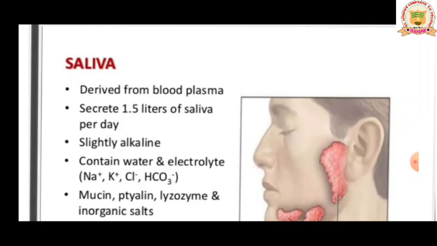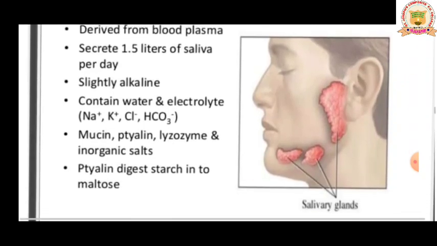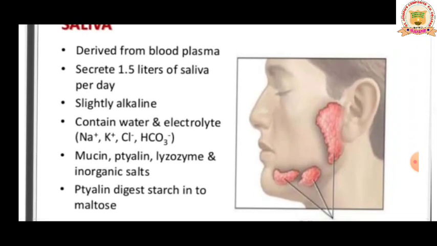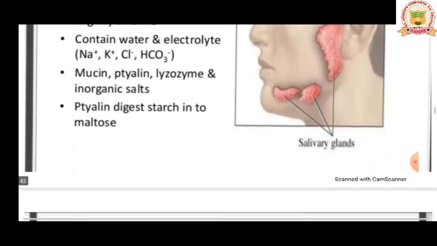Ptyalin is going to work on the starch and convert it into maltose. The mucus present in it mixes with the food and makes it soft for easy digestion. The polysaccharides of the bacterial cell wall are dissolved. So ptyalin, mucus and lysozyme help in the process of digestion.